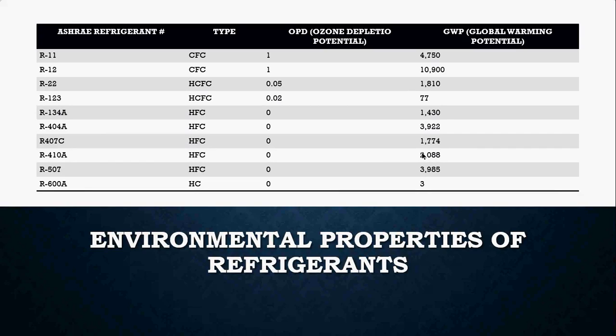So regardless of whether we have the chlorine atom in there or not, the refrigerant still has some sort of effect on the Earth's atmosphere, which is why the EPA tells you to recover your refrigerant and don't vent it.